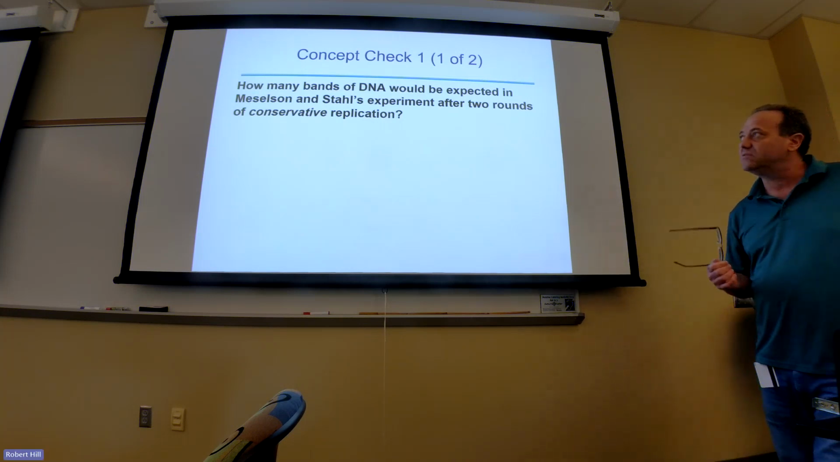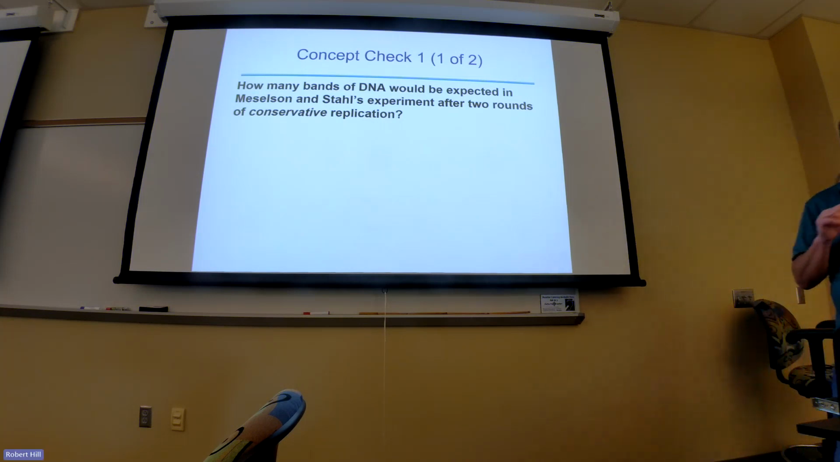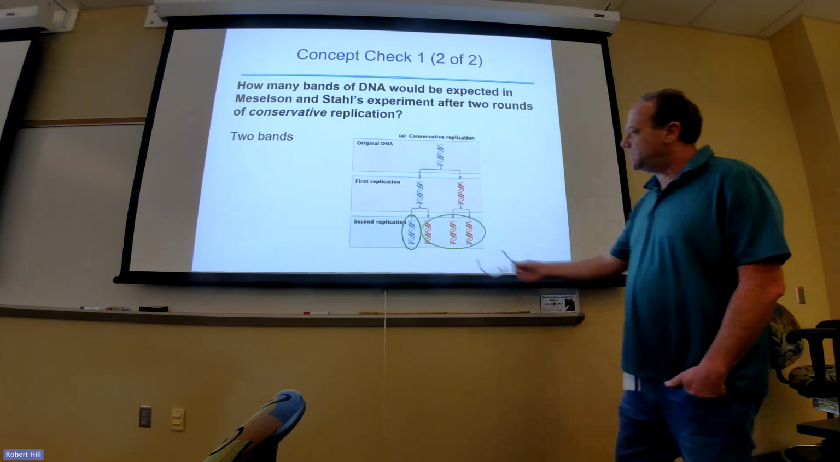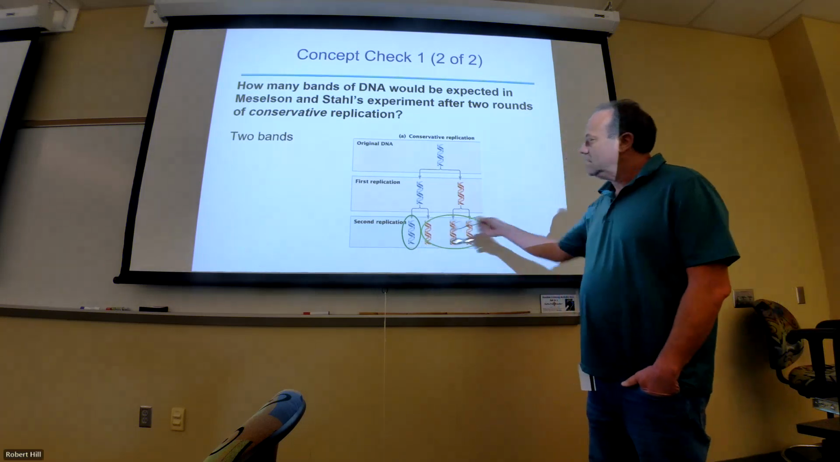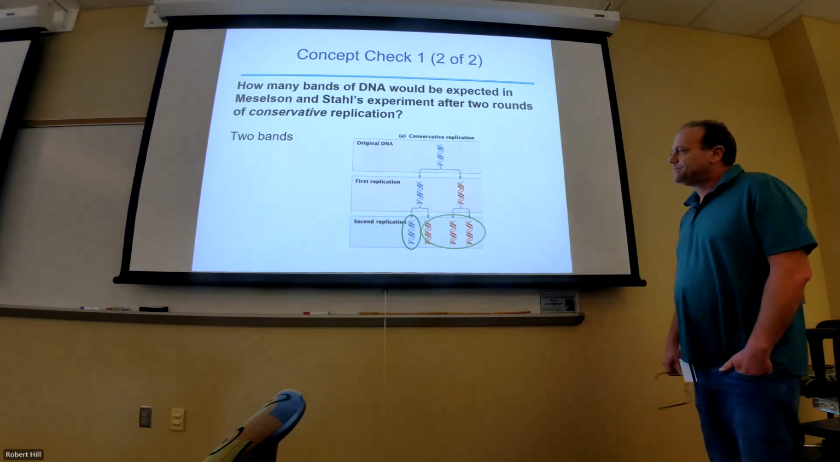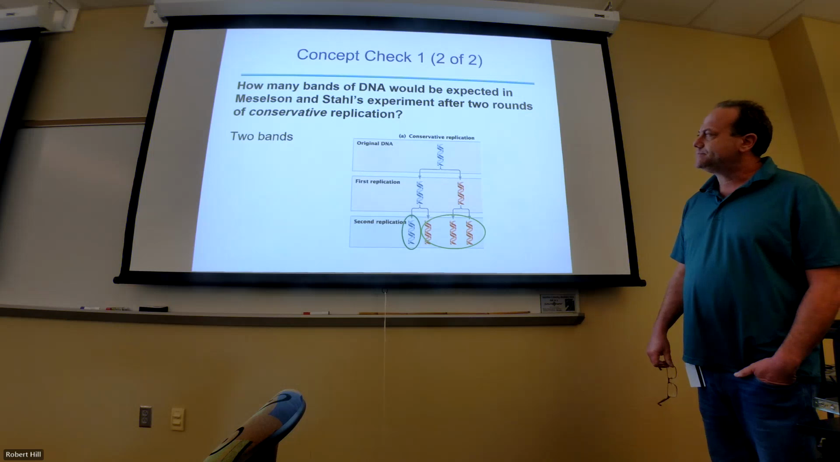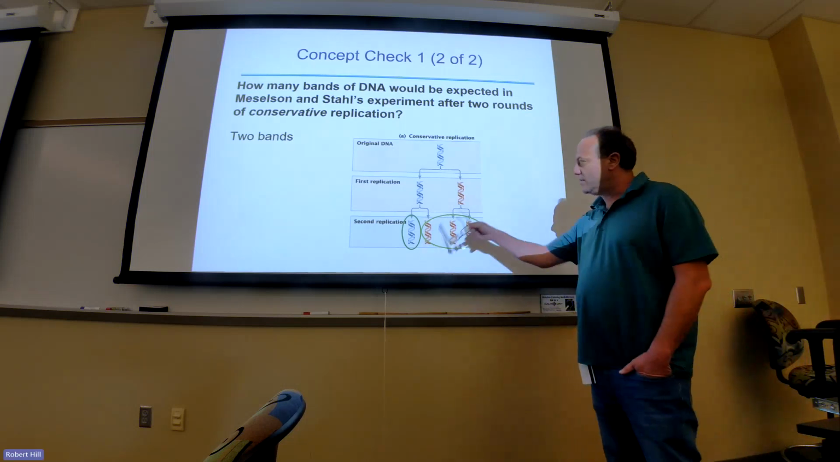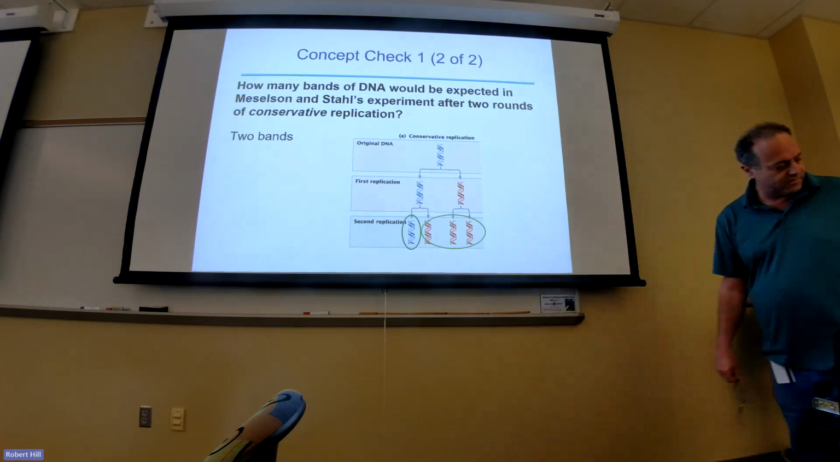Experiment after 2 rounds of conservative replication. Conservative. Maybe 2 bands. 2 bands, right? Conservative, you've got 2 bands. You've got one heavy and one light, but still 2 bands.